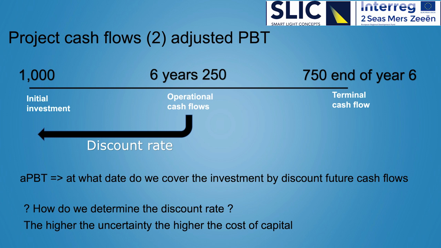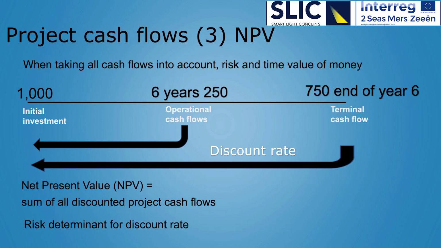How to deal with this aspect? An answer to this question is the net present value method. Instead of only taking into consideration cash flows up to the PBT, we include all cash flows. First, we calculate the sum of the present value of all cash flows, and to that we add the initial cash outflow. If the outcome is positive, then the project is approvable.